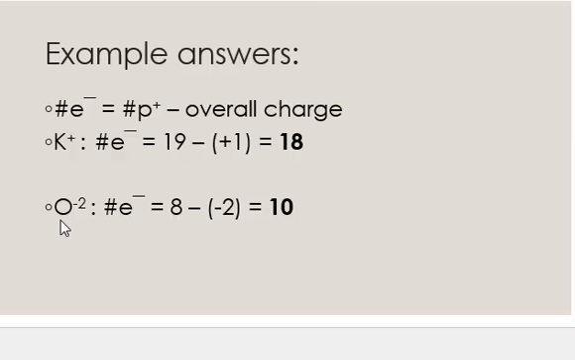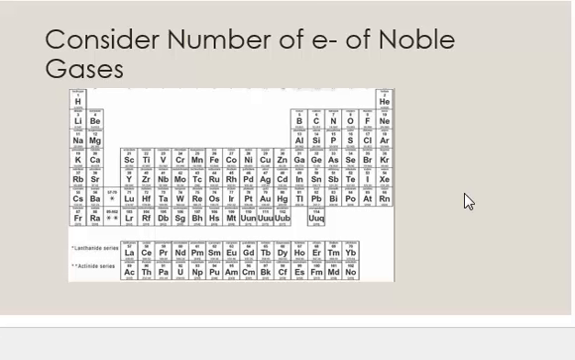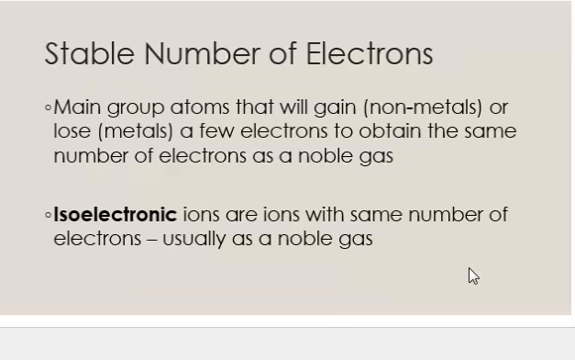For oxide, we subtract the charge of negative 2 from 8 to obtain 10 electrons. This also makes sense since anions have more electrons than protons. It is actually no coincidence that the number of electrons in those ions equals the number of electrons in the nearest noble gas. Oxide anion had 10 electrons like neon, and potassium cation had 18 electrons like argon.